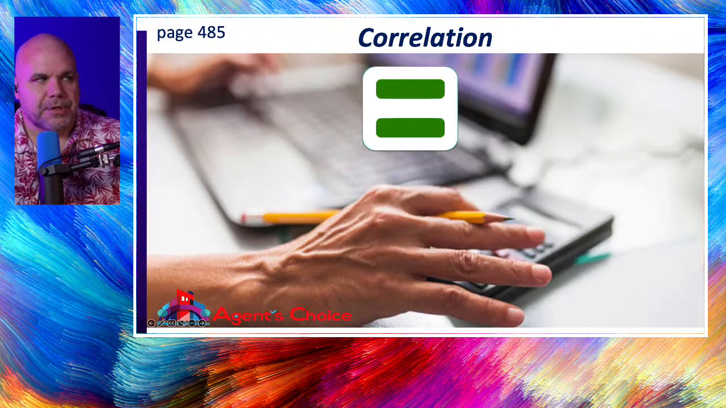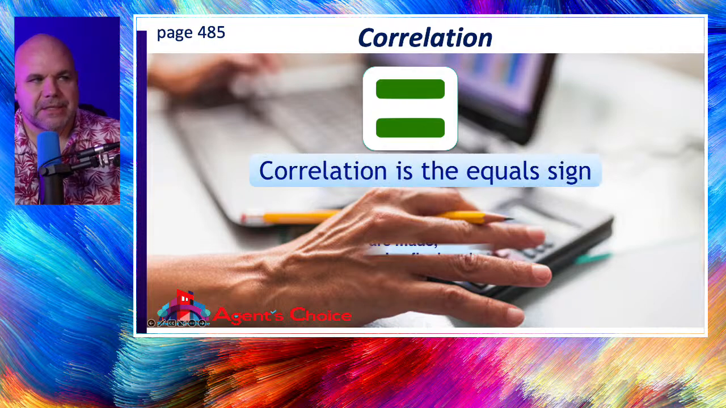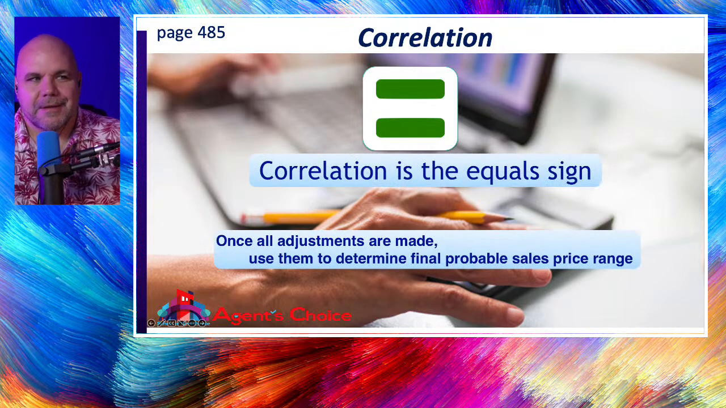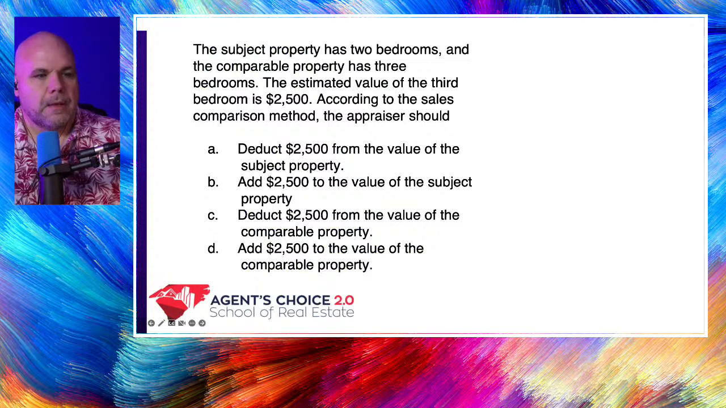A vocabulary word you need to know is correlation. Basically, it's an equal sign, right? Once the adjustments are made, using them to determine that final probable sales price is this process of correlation. Making the adjustments, getting adjusted sale prices, and then using those to determine what the probable sale price is going to be. So we'll come back to this.